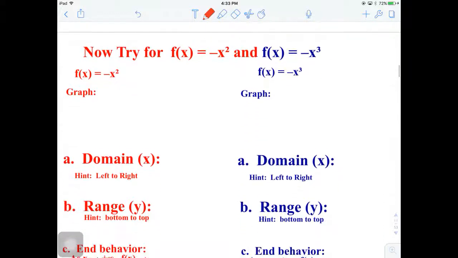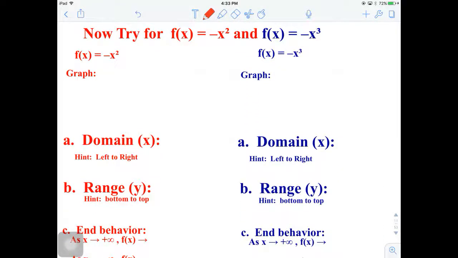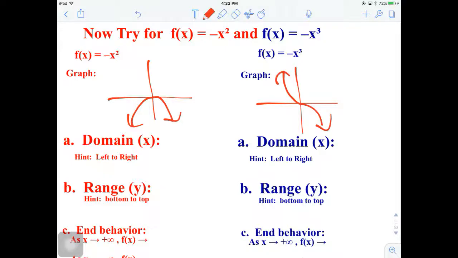And we can go ahead and practice now with the problems that we have with the negatives. So let's go ahead and practice negatives. So go ahead and try and graph this. So this is what the graph would look like for the negative x squared, right? And then the x cubed, instead of being this way, it's going to be this way for the negative x cubed.